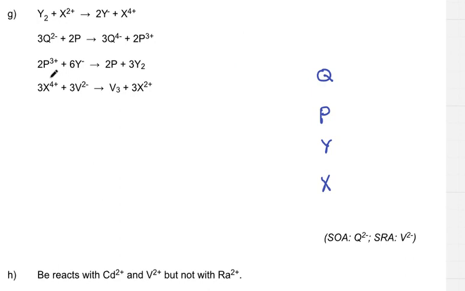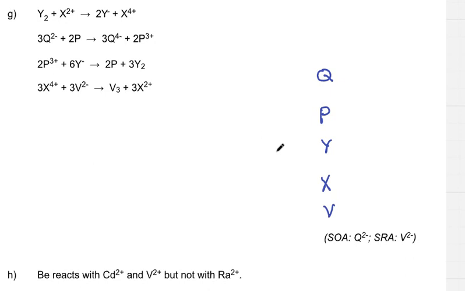And one more reaction here. X4+ turns into X2+. So X4+ is trying to gain electrons here and take them away from V, and it succeeds in doing that. So X is even higher than V. So there they are in order.